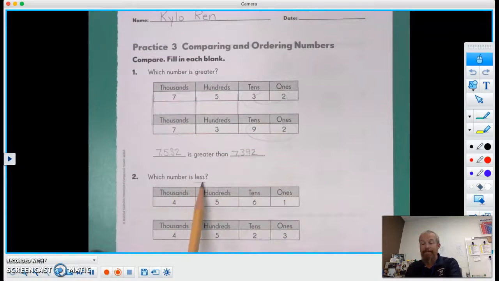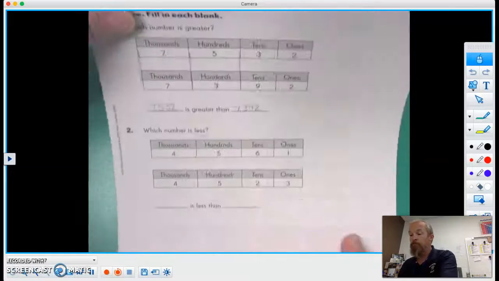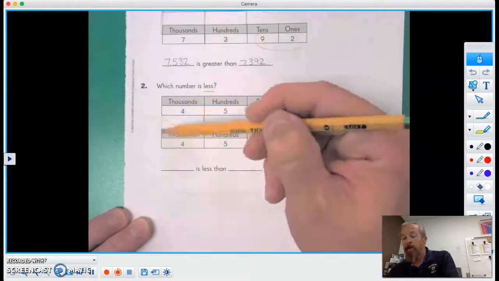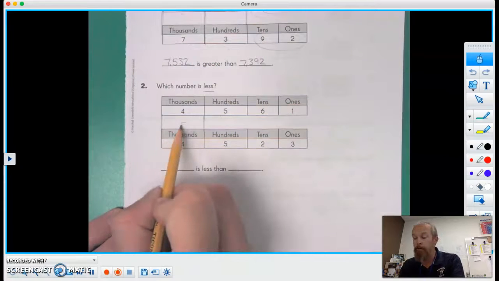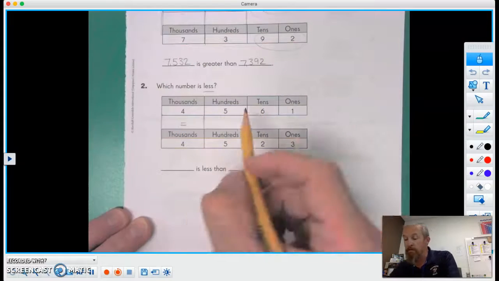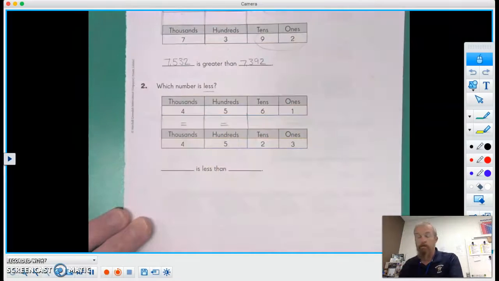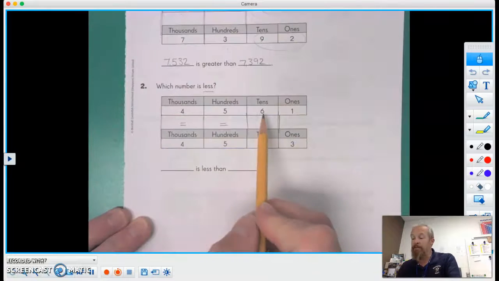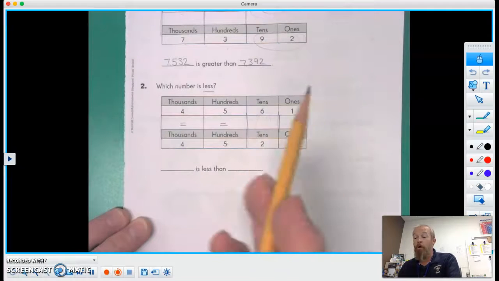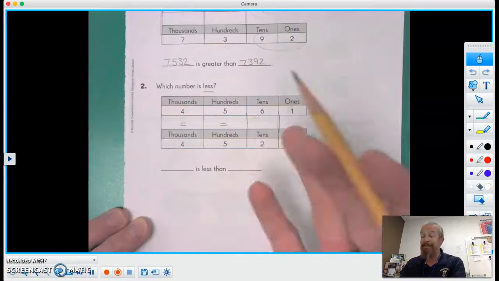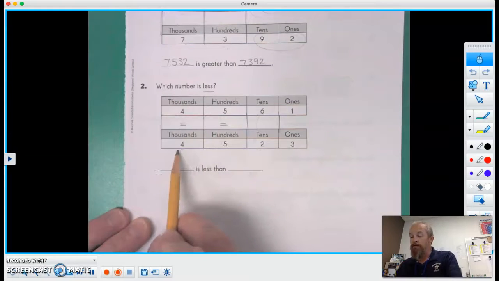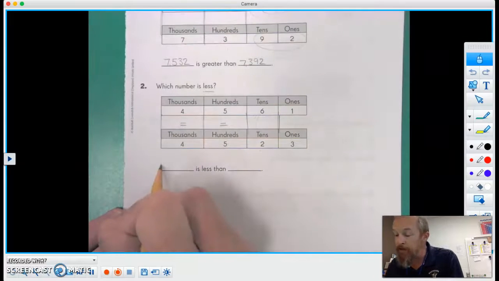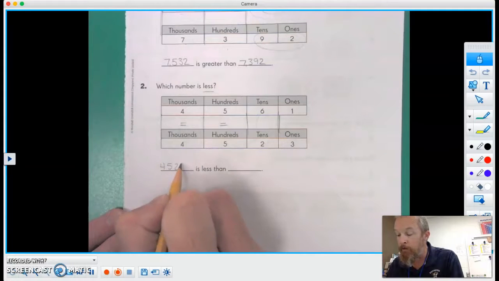So again, let's do the same thing. This time it says which number is less. Okay, so 4,561, 4,523. Again, the thousands are the same. Those are equal, right? The hundreds, they're the same. Okay, so now we got to go all the way down to the tens column, and we see the 6 is larger than the 2, or in this case, which one's less? The 2 is less than the 6. So this number, 4,523, is less than 4,561. Less than meaning it is the smaller number.